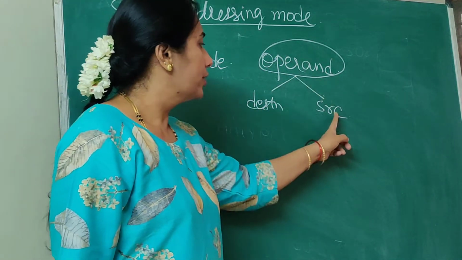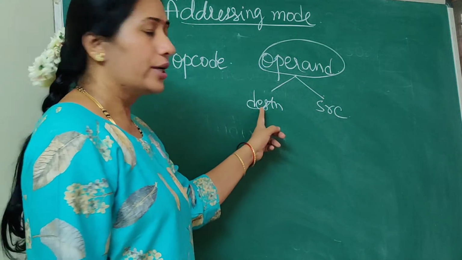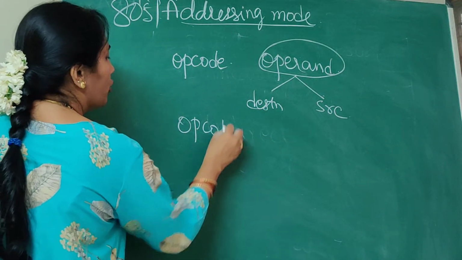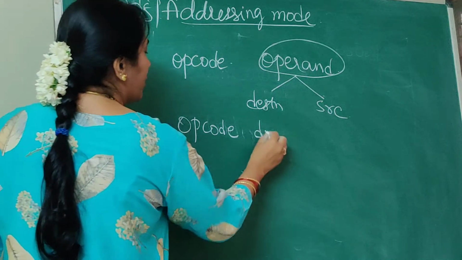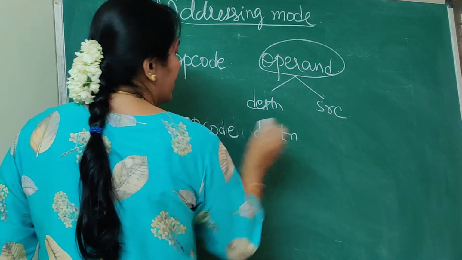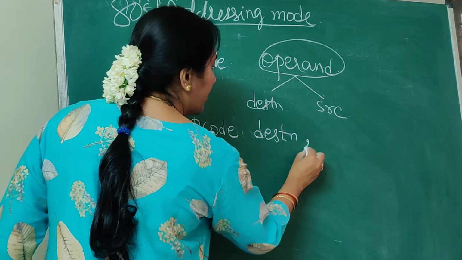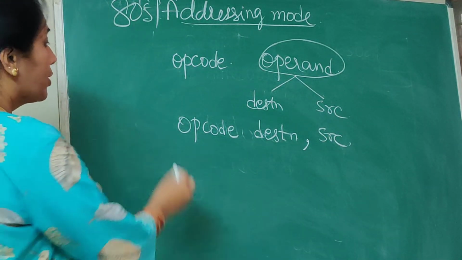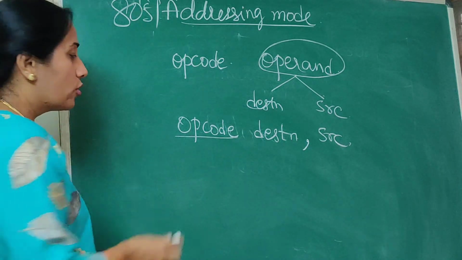In the operand you're going to have the source and then you're going to have the destination. So the format will be: opcode, and then you're going to have the destination field separated by a comma from the source field. Opcode. What is this opcode?